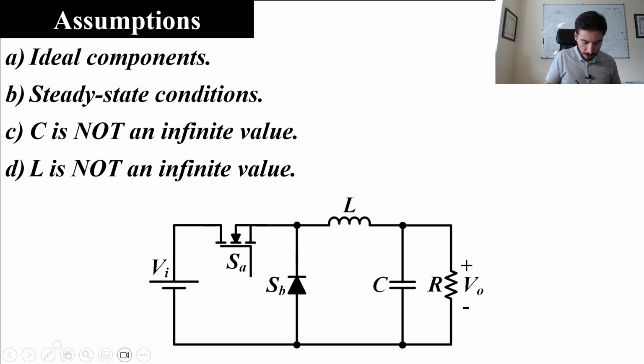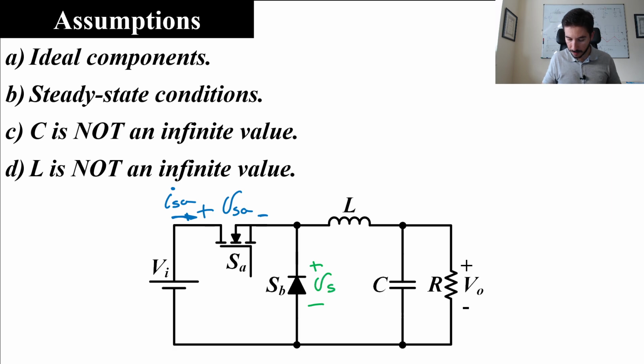In the case of switch A, we evaluate the voltage across the switch in this way, with the plus sign here and the minus sign here. This is VSA. And we evaluate the current like this. Regarding switch B, we evaluate the voltage in this way and we evaluate the current in this way. It's a little bit different.